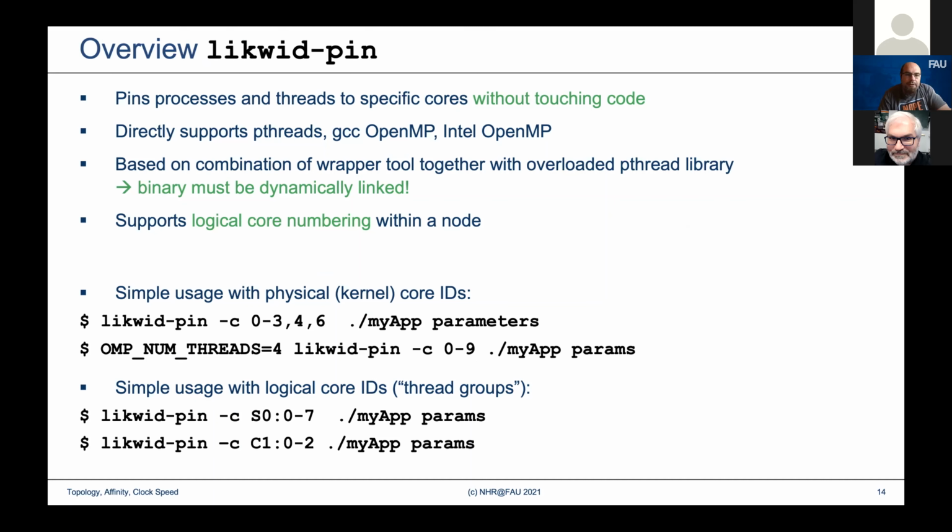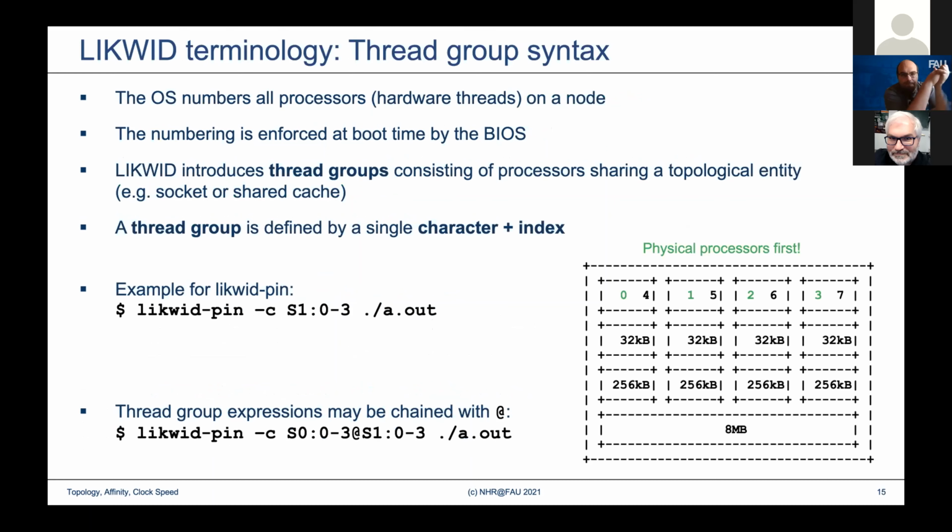A simple usage for these logical core IDs, so the thread groups, is shown here in the bottom two lines. In the first line, we want from socket 0 the first 8 physical cores. And in the second line, we want to do that for the second level 3 cache domain. So we specify so-called thread groups, which makes it easy to specify an entity which is shared by a set of processors or a set of hardware threads, like a socket or a shared cache.